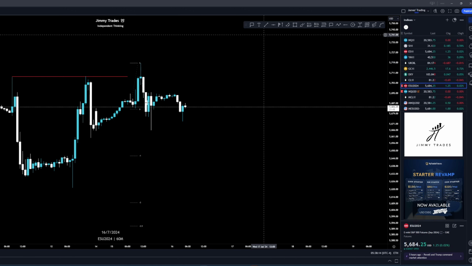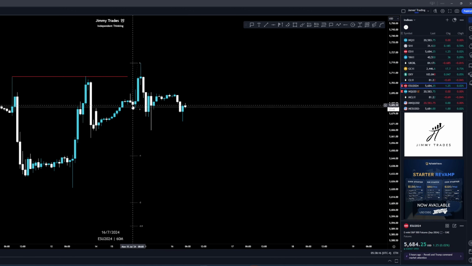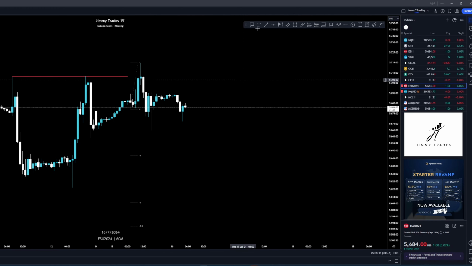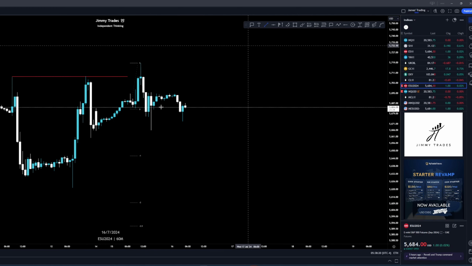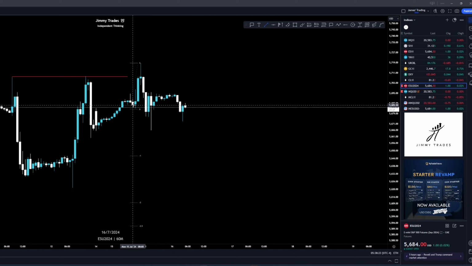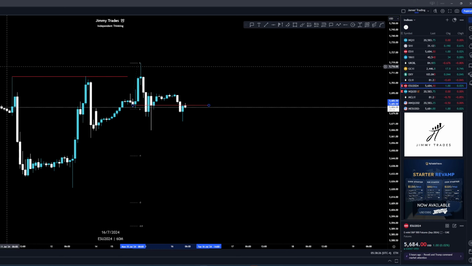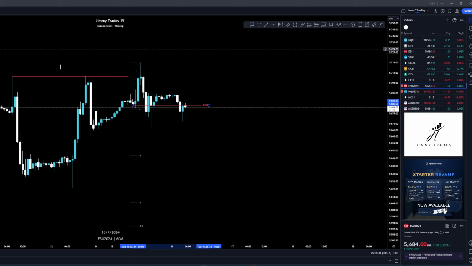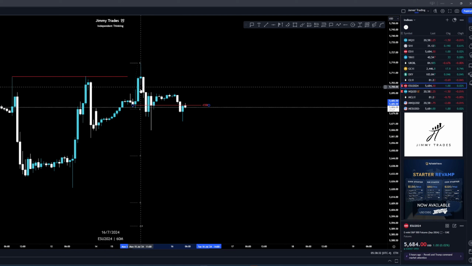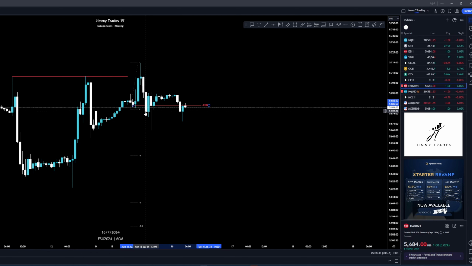So if I was looking for a change in the state of delivery, that would be here. Now, price did displace to that level. We can see here we have a FEG, and it did close below. Now, price is once again testing this change in state of delivery.